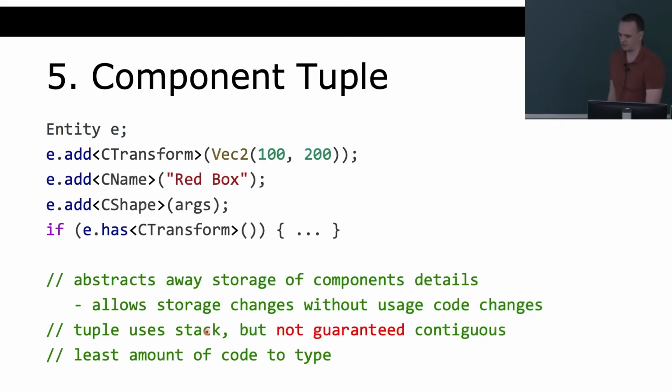All right, so let's have a look. We use it in an identical way to the vector-based solution, which was great because that had the usage properties that we wanted. It abstracts away the storage, allows storage changes without code changes. The tuple uses the stack, but I did look this up. If you have really weird data types in your components that have things like packing of unused bytes and stuff, it can be non-contiguous, but in practice, they're fairly contiguous. It's just that the C++ standard doesn't guarantee that they live together in memory, but they typically do. And also, it's like the least amount of code to type, which is nice.